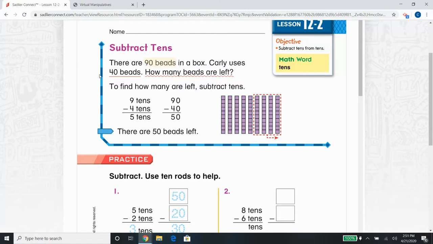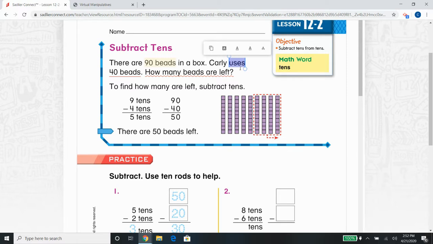And I want to just talk about a few things in here. So when we go through word problems and we highlight our information and we underline the question, we go back and talk about some of the terms. So there are 90 beads in the box. Carly uses 40 beads. I want you to stress to them that if someone is using something, you're most likely not going to have a bigger number. So this word is really important, even though it's not like a math word. It's definitely good to talk about this.